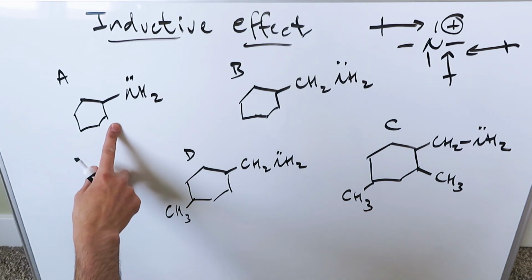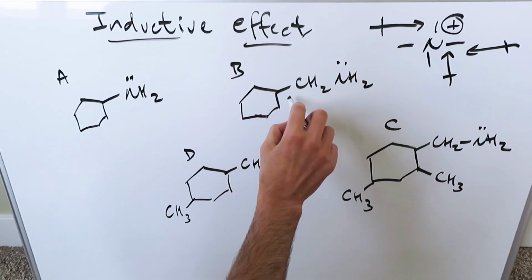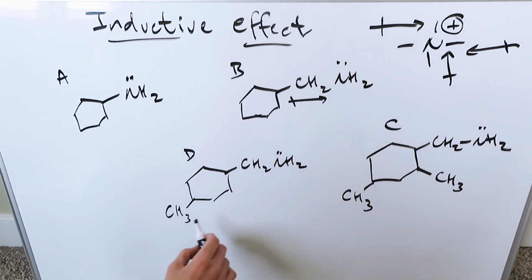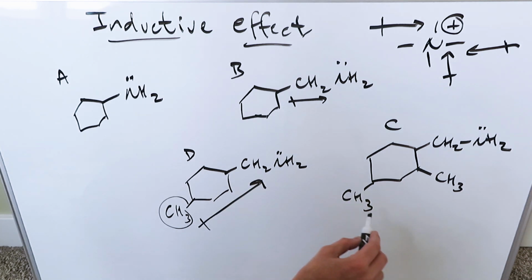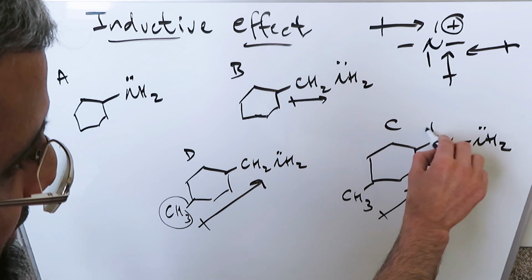Here I have very few. I only have a cyclohexane. Here I have a cyclohexane with a methyl, so it's an extra additive effect, which is good. Here I have another methyl group. It's good. All of this is going to donate through that. I have here a methyl group. I have a methyl group over here, and I have this methyl group right here.